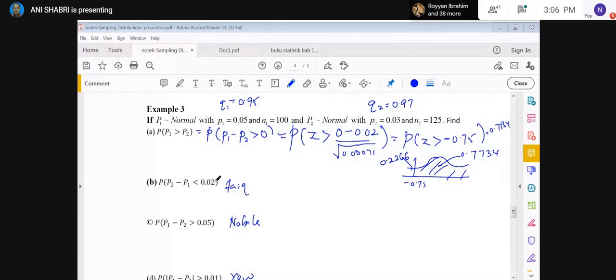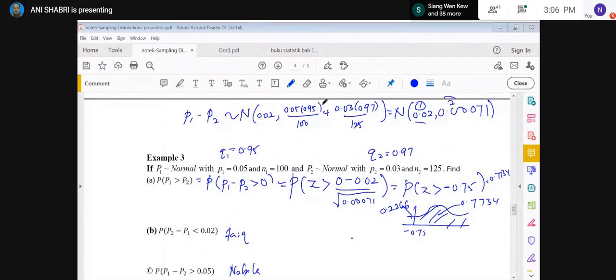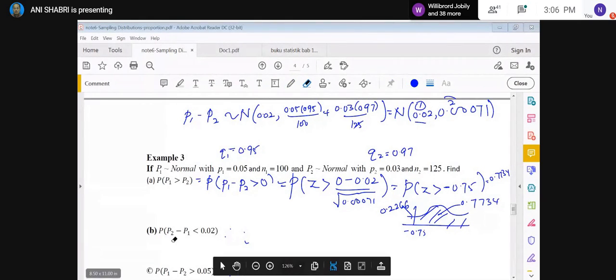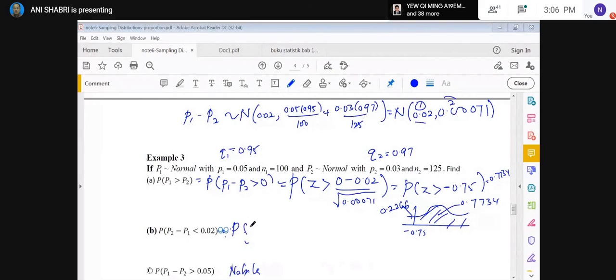B, okay, 5, okay. Okay, nilai sama 0.02. Data tadi 0.02 sama. Okay, 5. It is equal. Kalau tengok 0.0 tu sama, dapat P, Z less than 0, it is equal 0.5, okay.